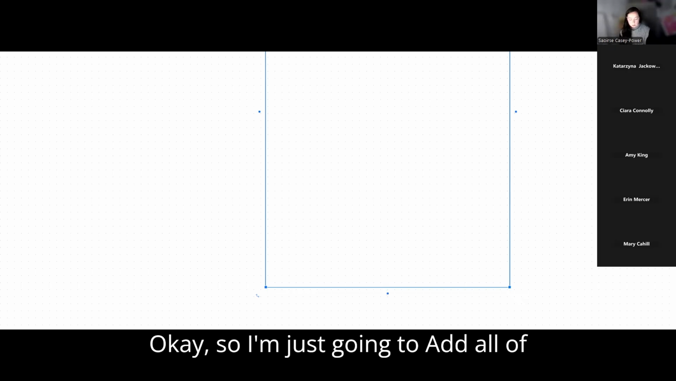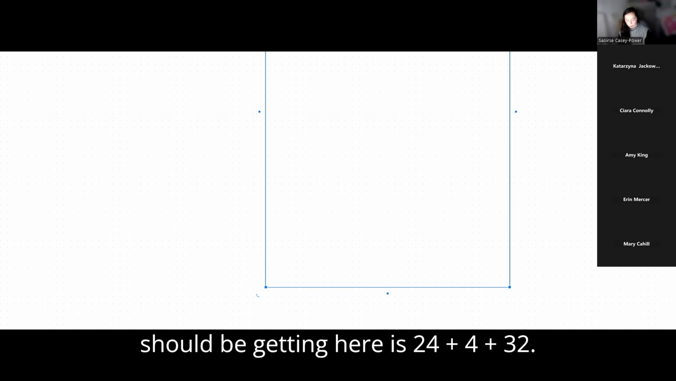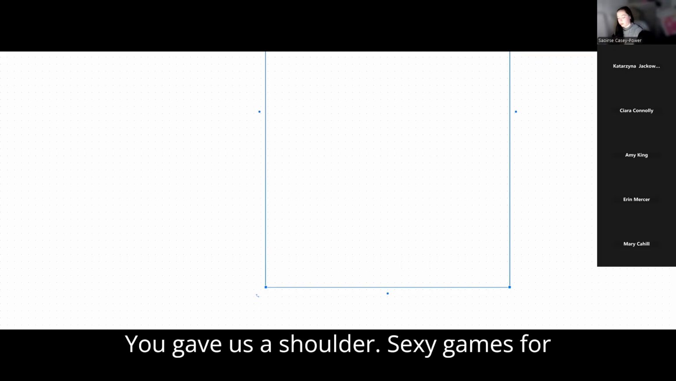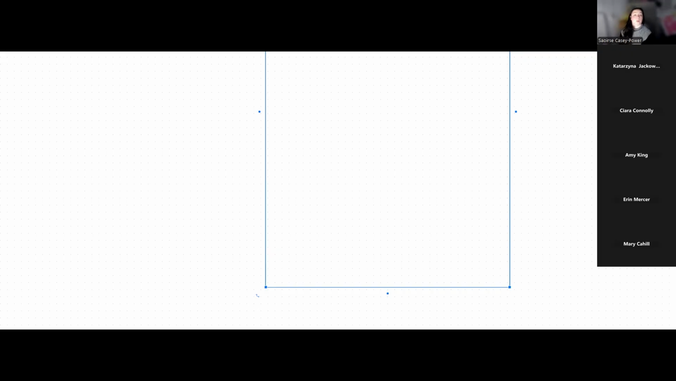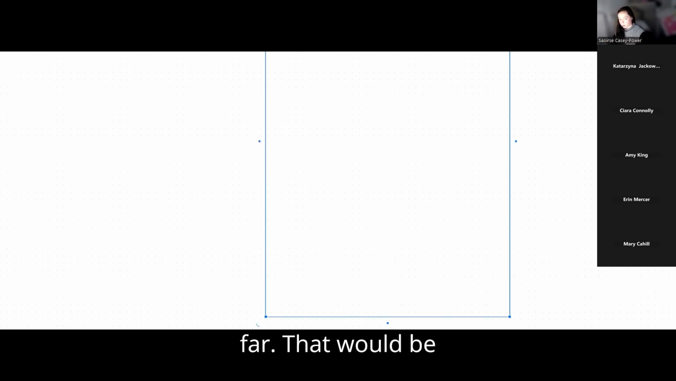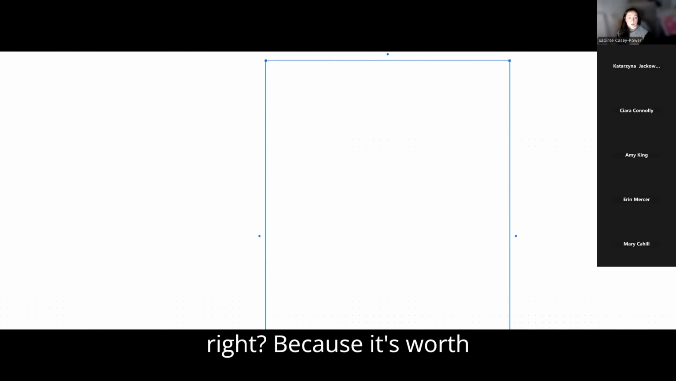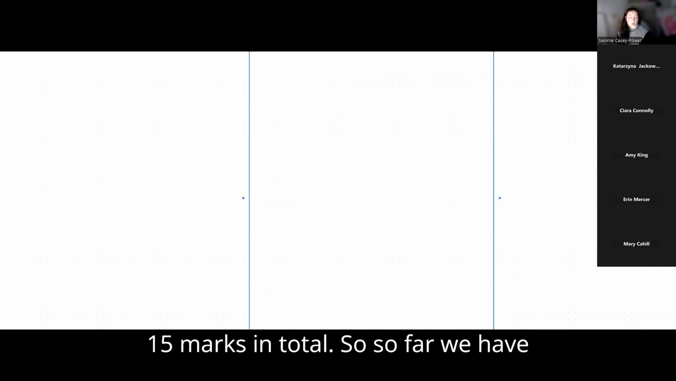Okay, so I'm just going to add all of those up together. What you should be getting here is 24 plus 4 plus 32, which gives us a total of 60 grams per mole there. And again, guys, if you only got that far, that would be worth 2.5 marks of that 5-mark portion. Because it's worth 15 marks in total, so far we have 7.5 marks done and dusted.